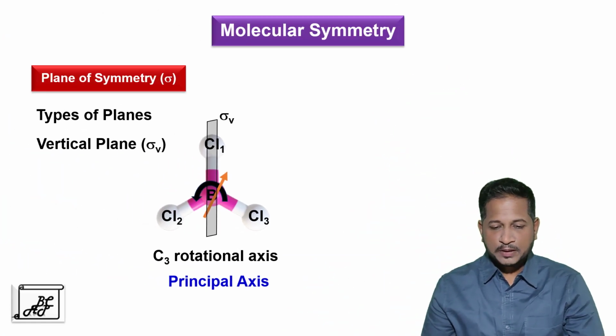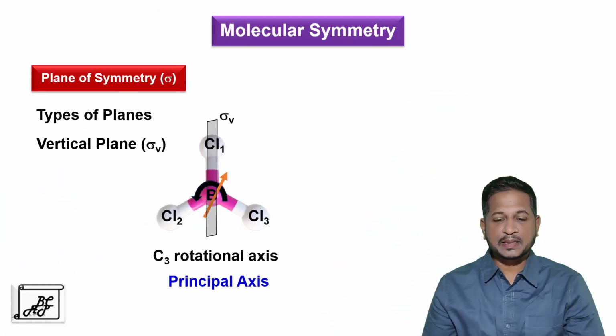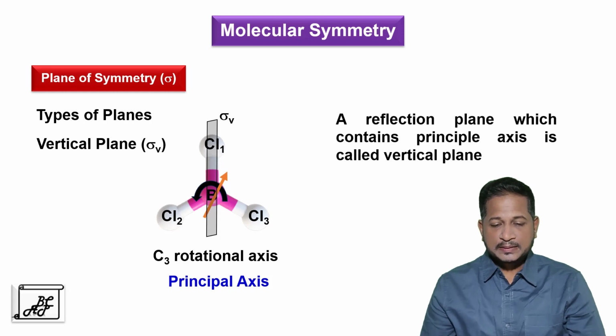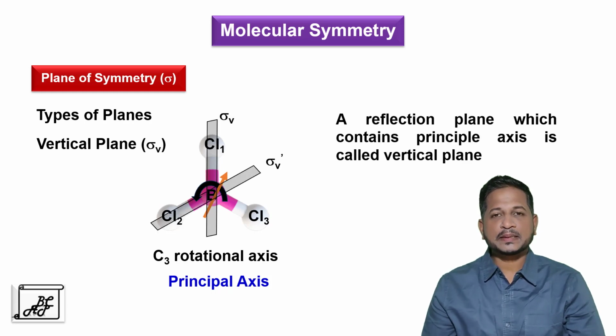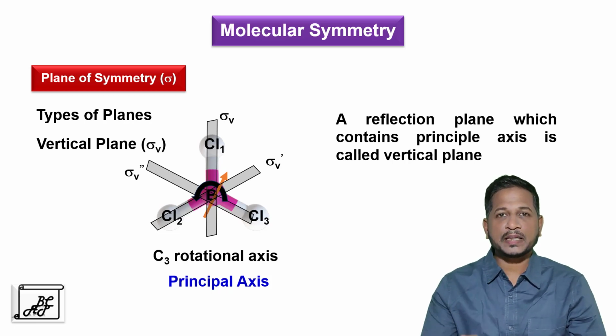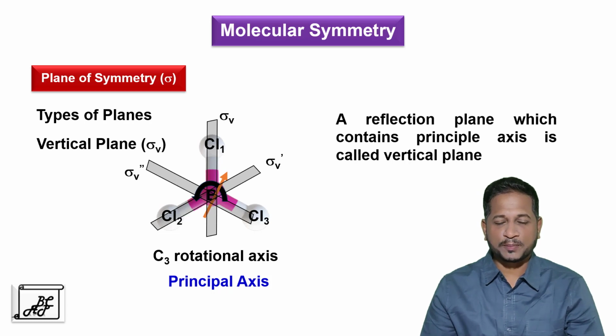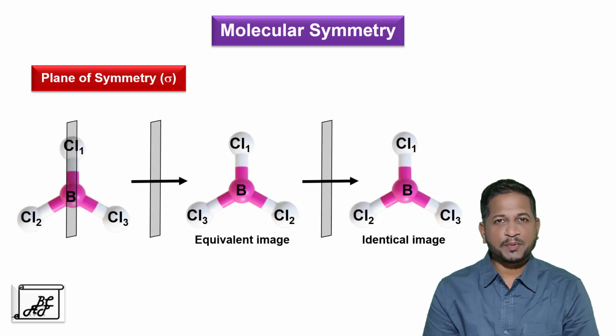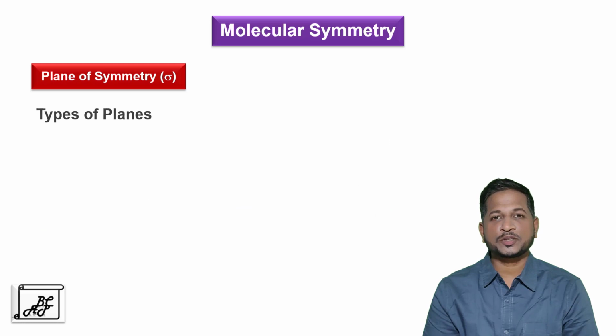So this is the first vertical plane represented as sigma v. Then this is the second vertical plane, this is sigma v dash and sigma v double dash. So in this way there are three vertical planes in the BCl3 molecule. Let's understand the next type of plane of symmetry, that is the horizontal plane.